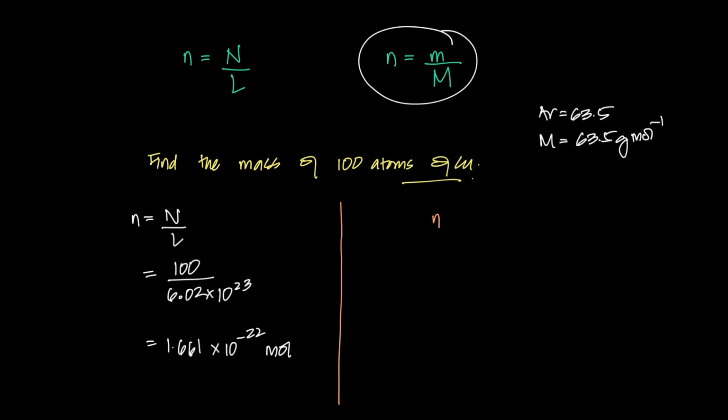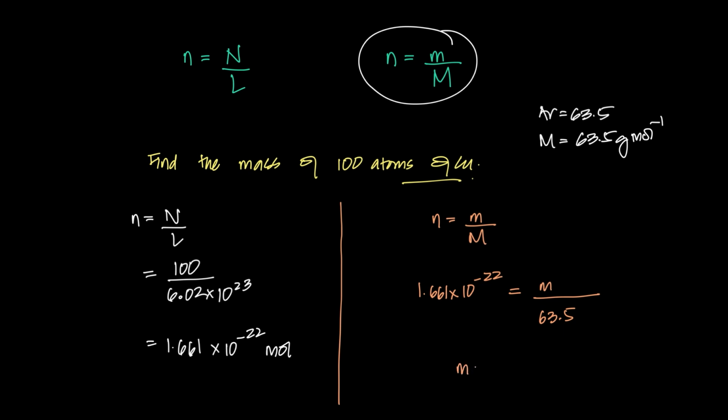And once I have that, I can use this relationship. In this relationship, I have the number of moles is what? 1.661 times 10^-22. And the mass is what? You have to find the mass. But now you know the molar mass, which is 63.5. Now this is in moles, and this is grams per mole. So the final answer will be in grams. So all I've got to do is multiply the number of moles by the molar mass to get that.